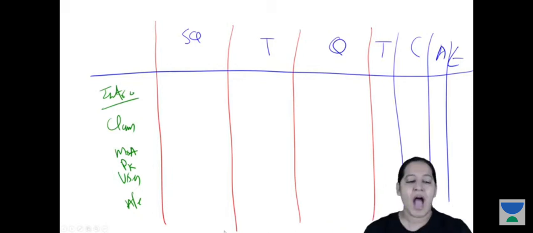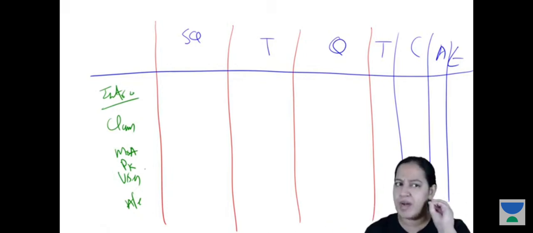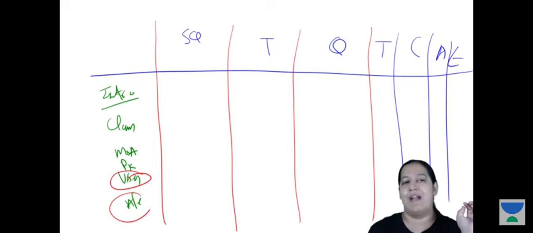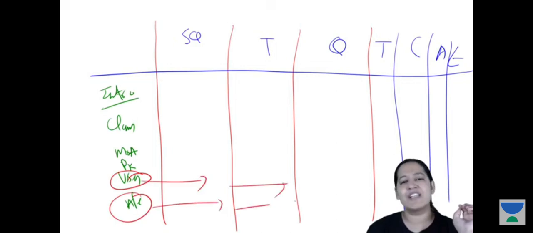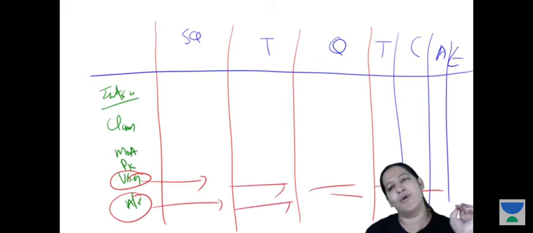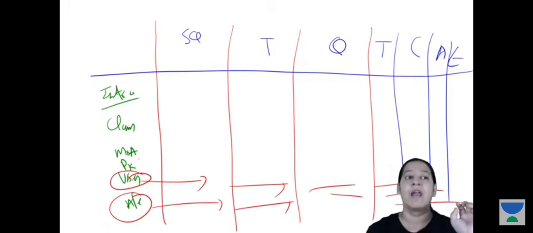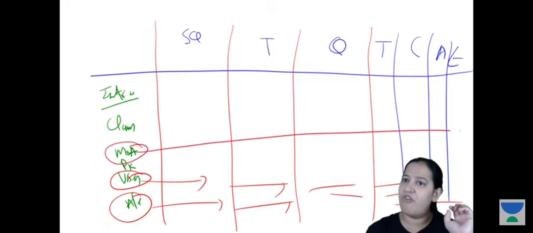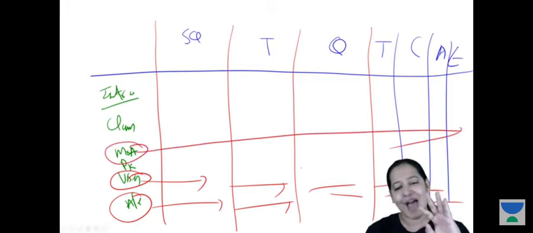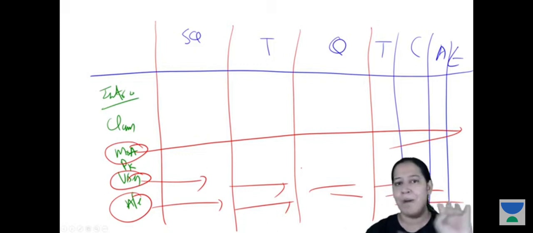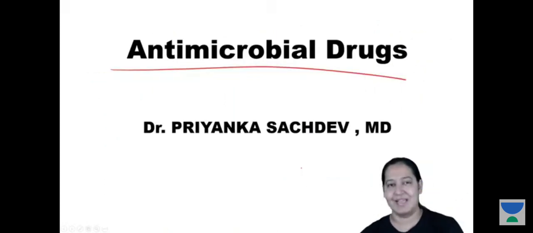Believe me, I'm going to give you numerous mnemonics for uses and adverse effects. Many mnemonics will be there. And in mechanism of action, I will give you flowcharts for all of them. So you don't have to learn anything, you don't have to mug up anything, you just have to understand the things. So let me start it.